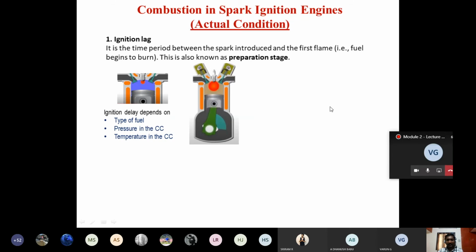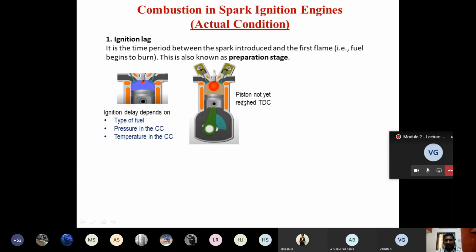So this stage is also called the preparation stage. Here you can see the piston is at the TDC and the spark is introduced. Here combustion starts. The time period between these two, as soon as the spark is introduced and the combustion starts, or the flame front has been formed, we call the ignition lag.